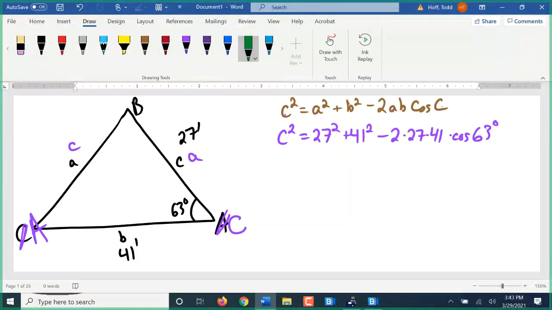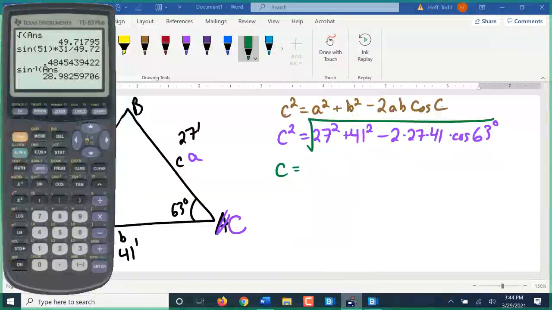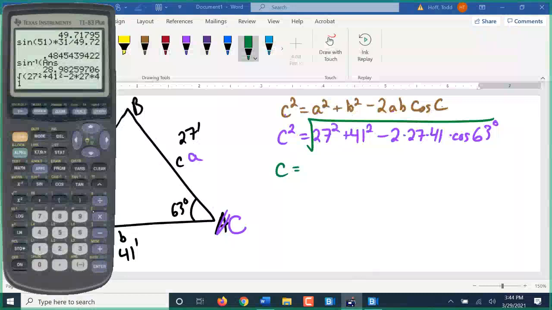Now I am going to do just C instead of C squared. I'm going to put a square root around it. So when I enter this, rather than just entering that whole line, I'm going to do the square root of first. Then 27 squared plus 41 squared minus 2 times 27 times 41 times the cosine of 63 degrees. And I close the cosine and I close the square root at 37.48.